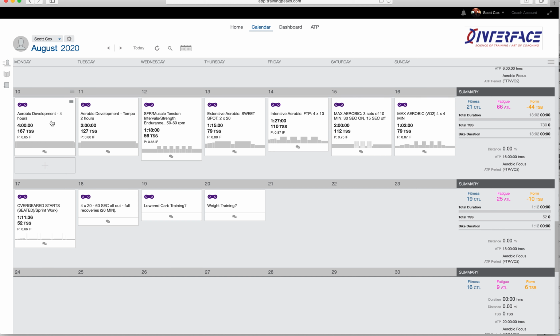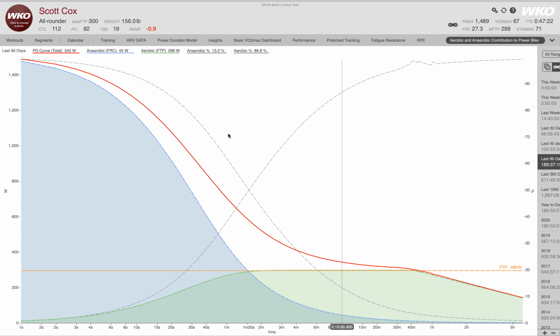We have the long slow ride, tempo, SFRs, muscle tension intervals, strength endurance work. So low cadence, tempo-ish kind of power. Sweet spot, and then your intensive aerobic or FTP intervals. We'll start with those. We'll also go over these micro intervals, so VO2 max intervals, the 30-15s, or the long intervals, 4x4s, some big gear work, and then max efforts with full recoveries and some training concepts. But we'll dive into this aerobic side for this athlete.